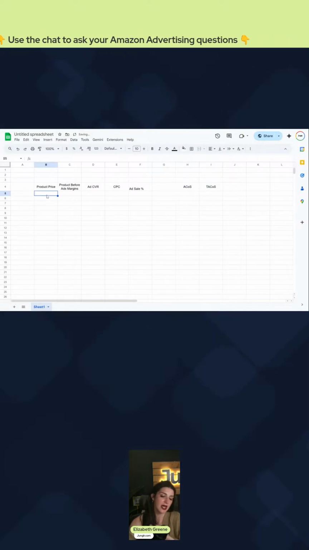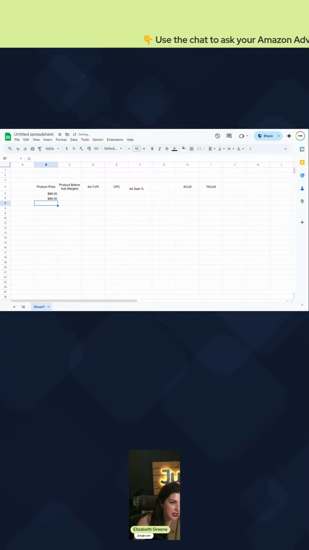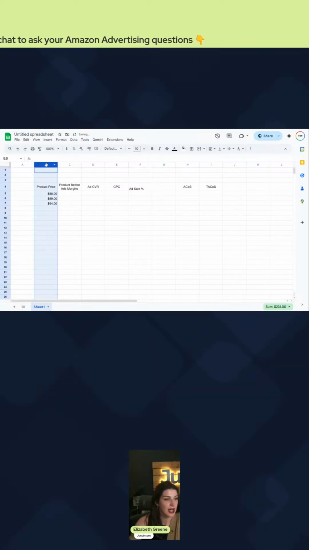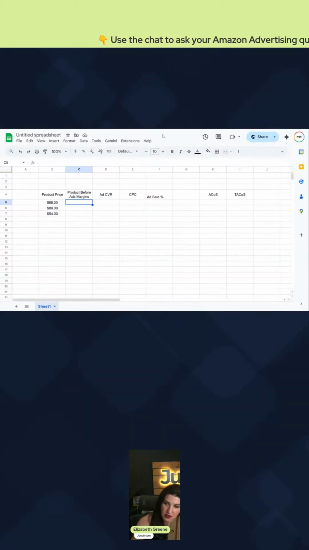So let's say we have various prices, right? What were the prices we had? There was an $88, there was a $89, one was $54. So you have that to take into account. Let me zoom in. Can you guys even see that? It looks like you can't see it very well.